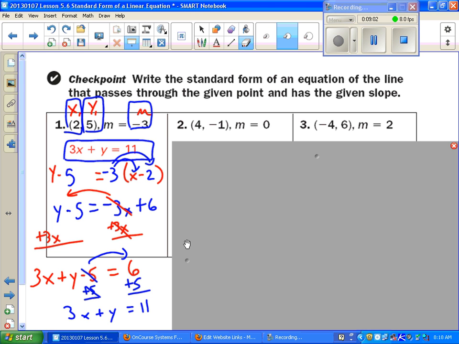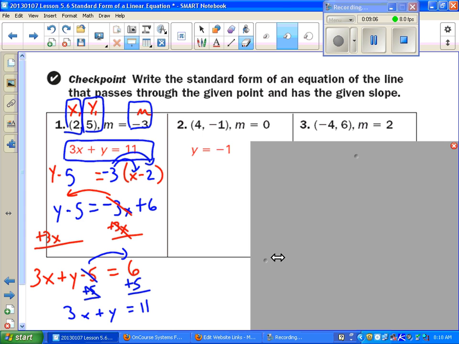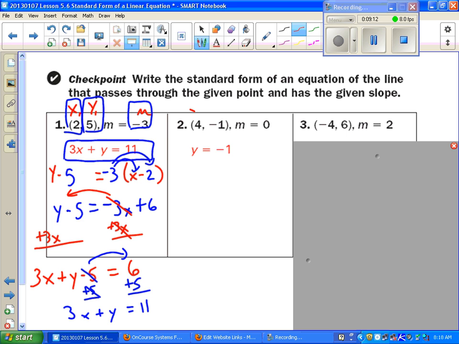For the second one, you have 4, -1 as your point, and your m value is 0. Notice your slope value is 0. As we work through this one, you have x sub 1, y sub 1. And as you get a little quicker at this, you'll know right away a slope value of 0 is a horizontal line. But as you plug it in, y minus y sub 1 equals m times x minus x sub 1. Plug in your values.